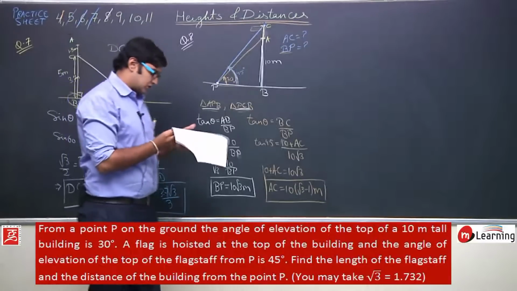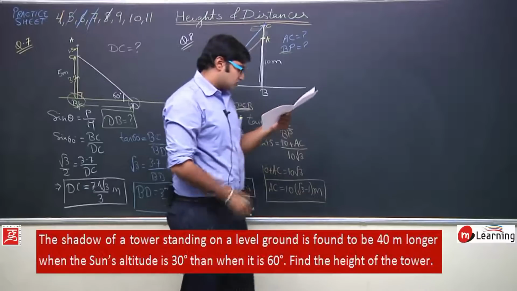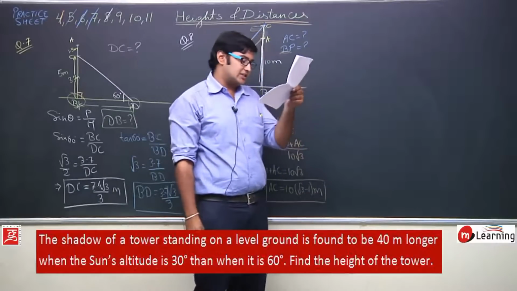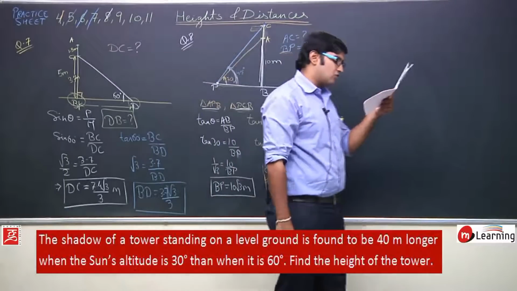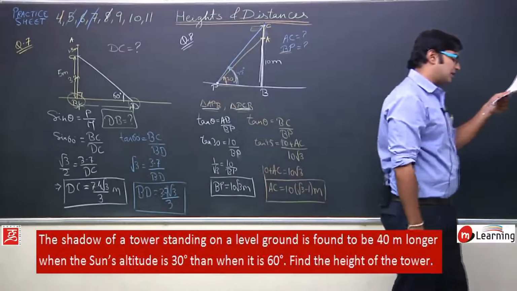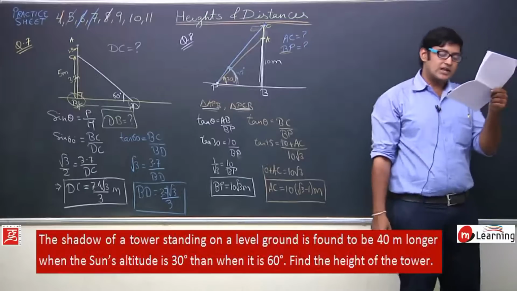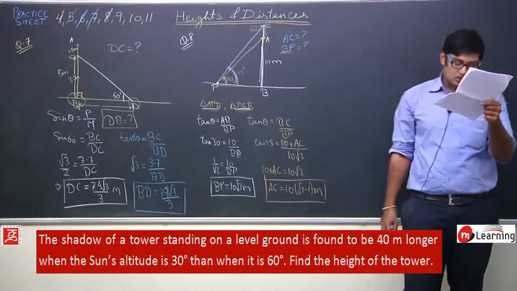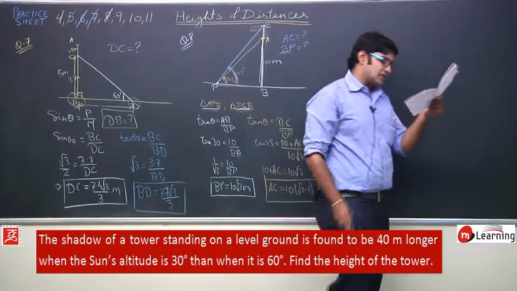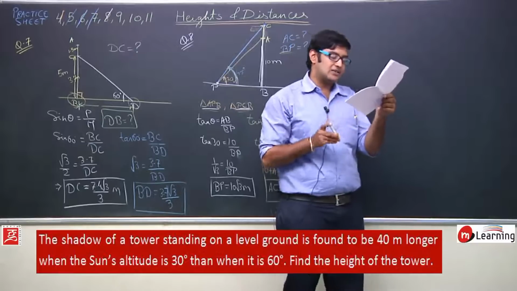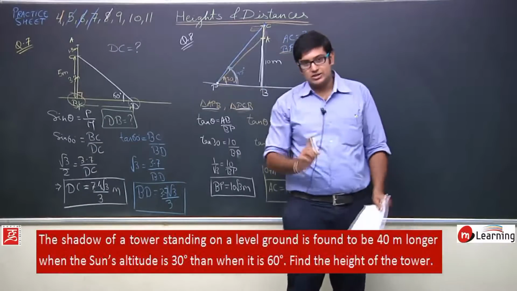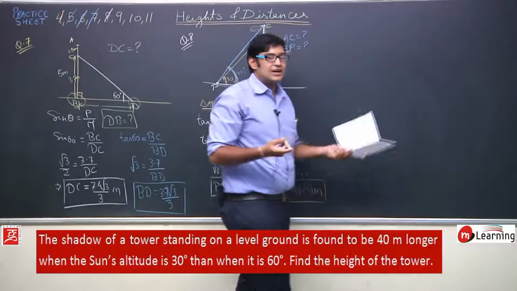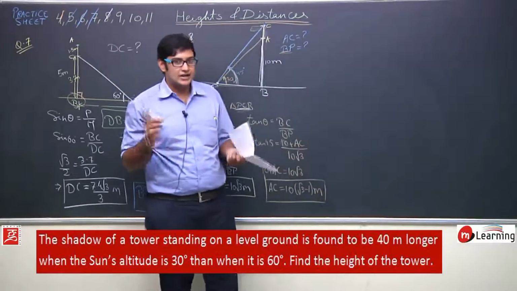Let us move to question number 9. Question number 9 says, the shadow of a tower standing on a level ground is found to be 40 meter longer when the sun's altitude is 30 degree. So first let us understand this line, the shadow of the tower standing on a level ground. There is a tower which is standing on the level ground. Obviously the tower has to be vertical, it cannot be slanted.